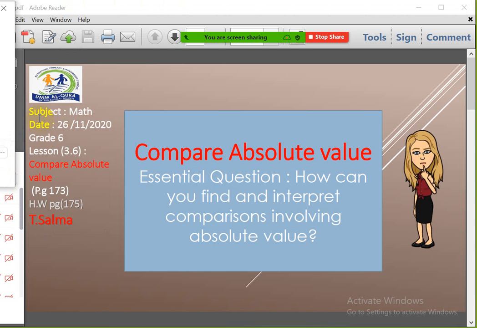Today we will start a new lesson. Compare absolute value. We are talking about how to compare between absolute values. So today we will do exercises about this idea.